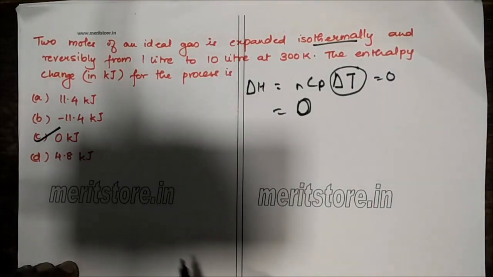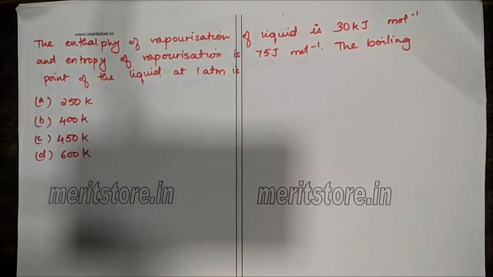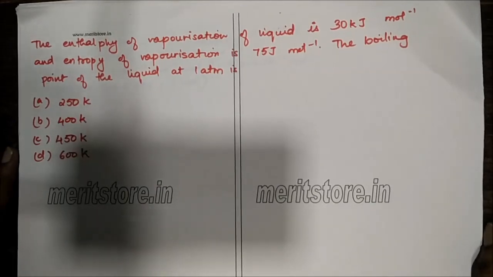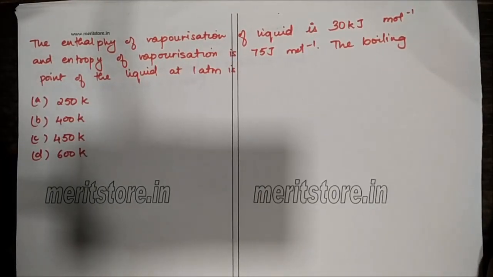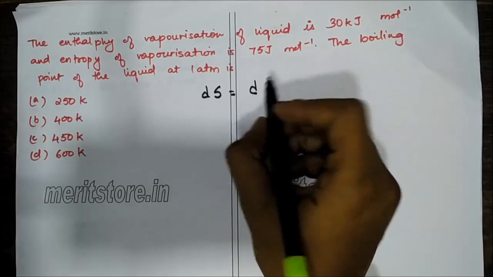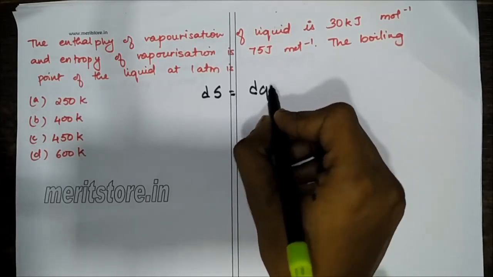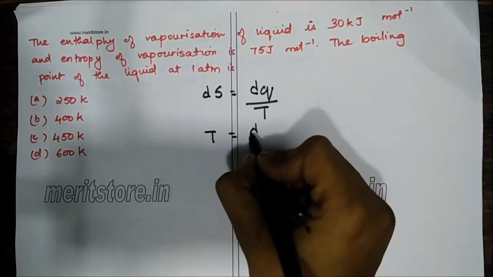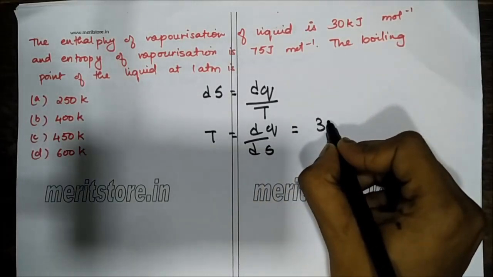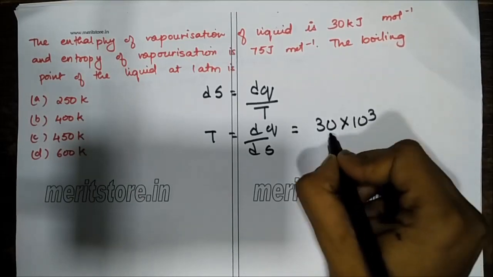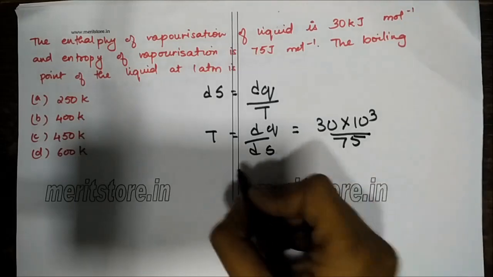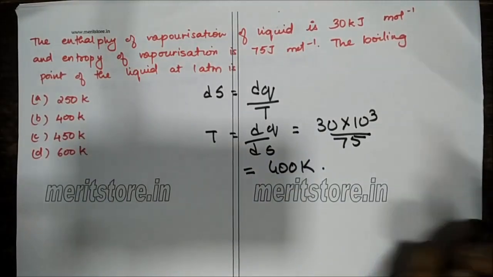Next, the enthalpy for vaporization of liquid is 30 kilojoules per mole, and the entropy for vaporization is this. The boiling point of liquid at 1 atmospheric pressure is. We know change in enthalpy upon entropy is dQ, that's enthalpy, upon T. So what is T? That's enthalpy upon entropy. So it would be 30, since it is kilojoules, into 10 raised to 3 upon delta S value, which is 75. So the answer is 400 Kelvin. So my correct option is B.